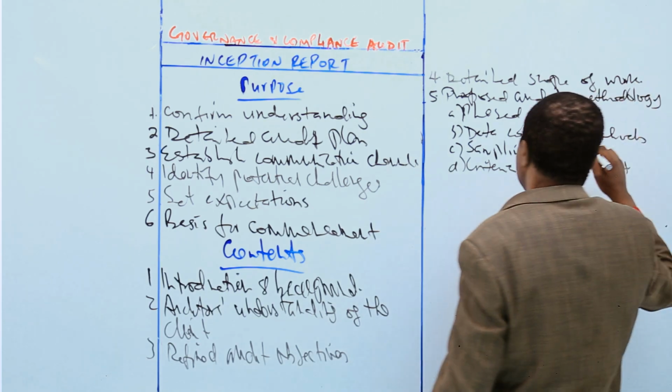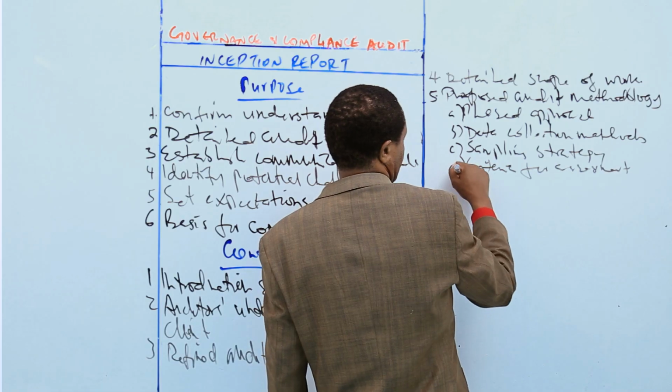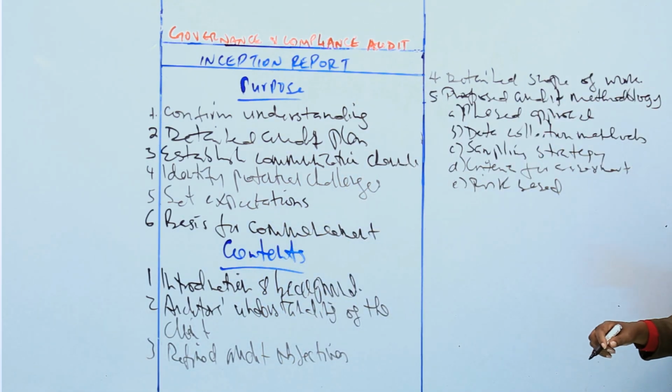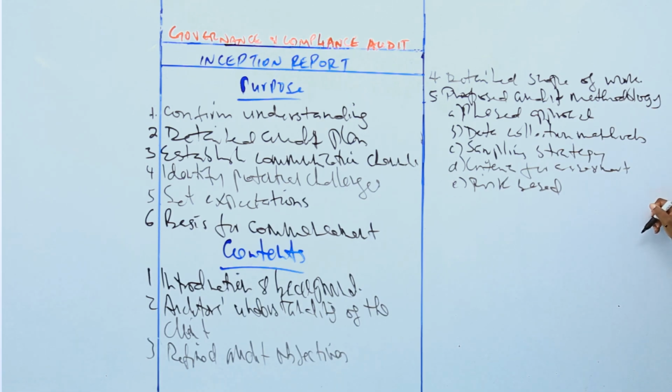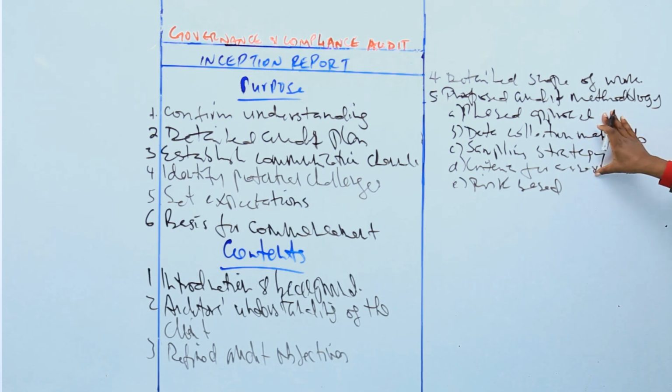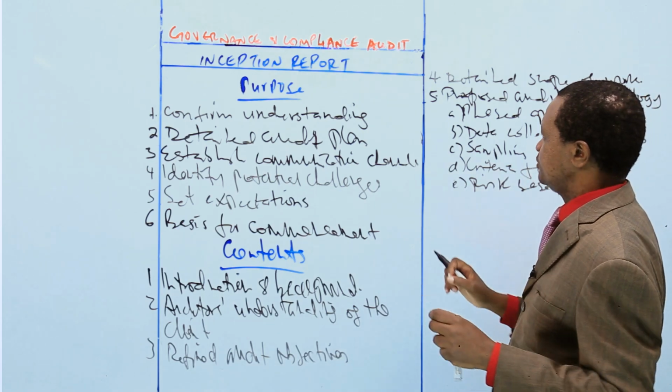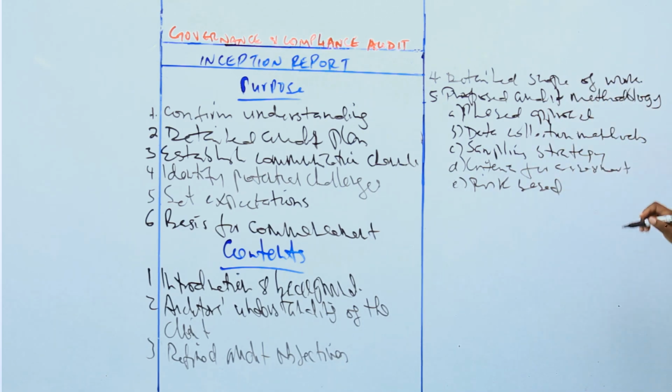Another point is risk-based approach. This indicates how the auditor plans to prioritize areas based on identified governance and compliance risks. So these are 6 important points, or 5 important points on proposed audit methodology. Candidates, we are studying the contents of an Inception report. And the fifth content is proposed audit methodology.